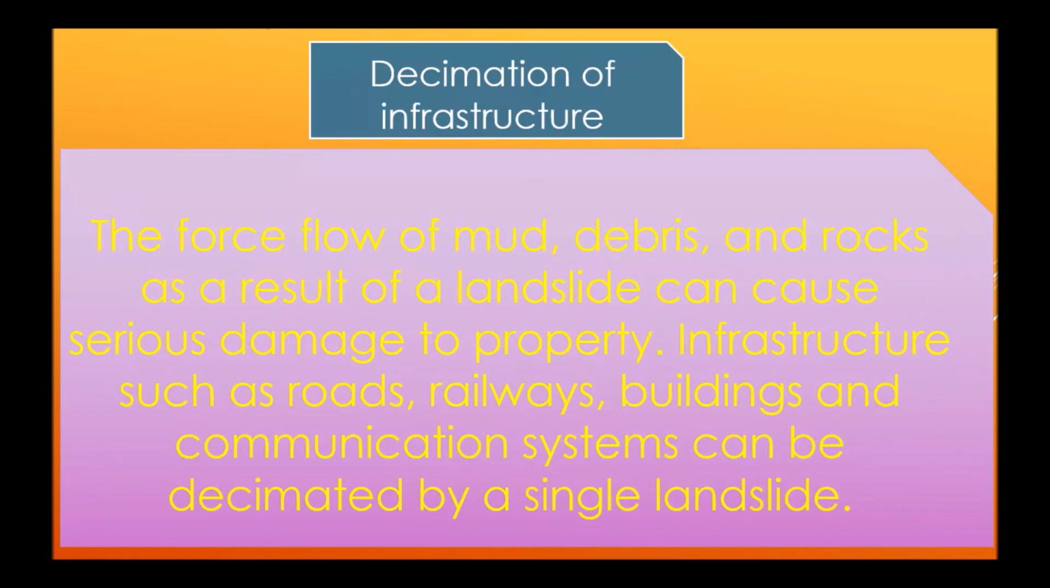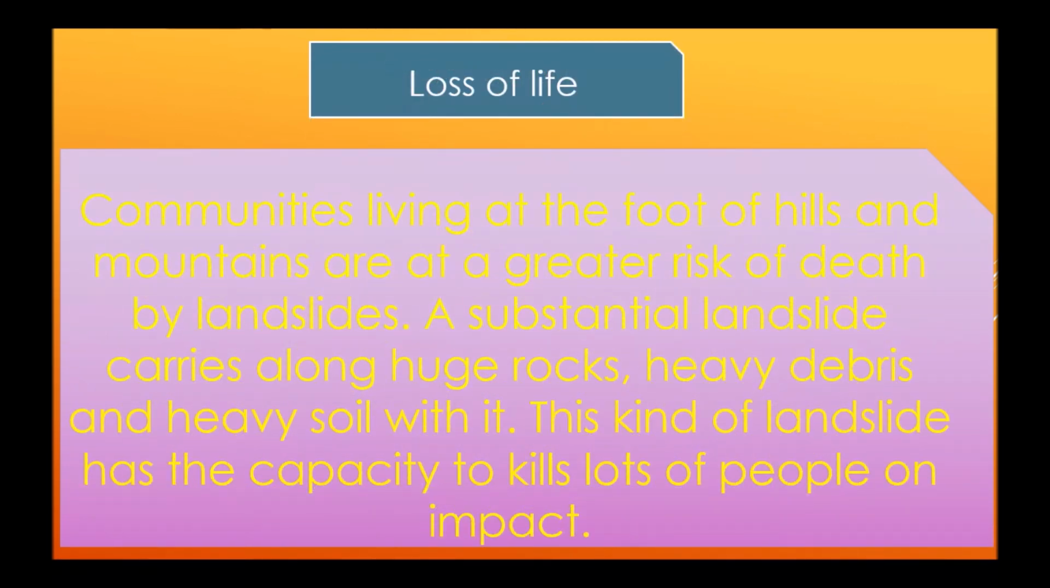The next is decimation of infrastructure. The forced flow of mud, debris and rocks as a result of landslides can cause serious damage to property. Infrastructure such as roads, railways, buildings and communication systems can be decimated by a single landslide. The next is loss of life. Communities living at the foot of hills and mountains are at a greater risk of death by landslides. A substantial landslide carries along huge rocks, heavy debris and heavy soil with it. This kind of landslide has the capacity to kill a lot of people on impact.